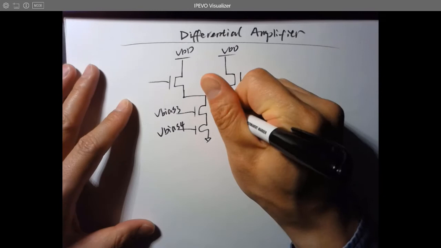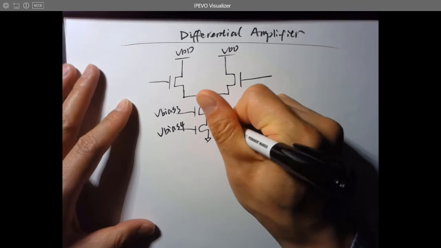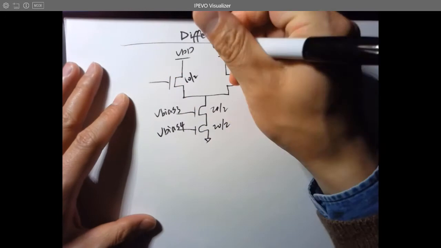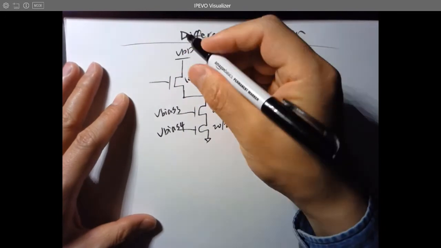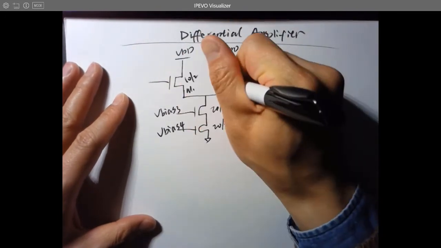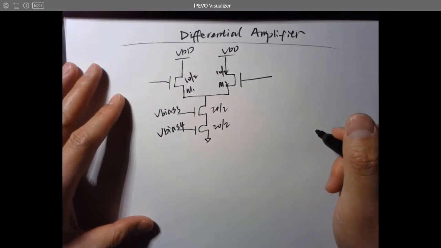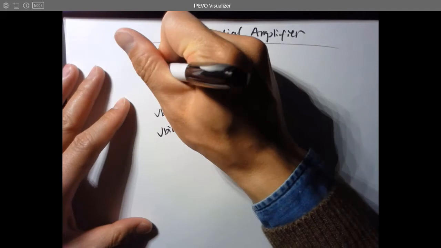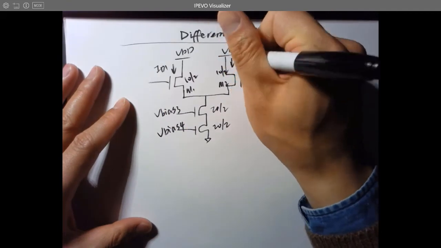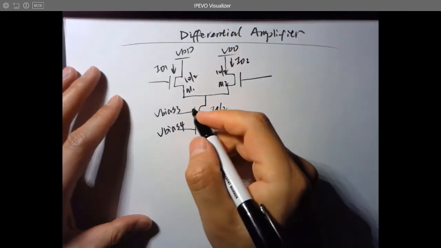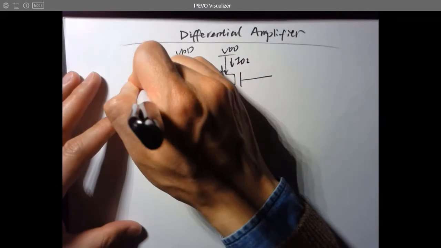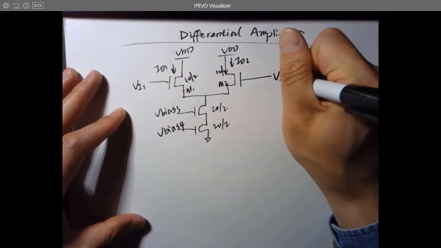And the sizes for these two are 20 over 2, 20 over 2. And the size over here is 10 over 2, 10 over 2. And this is M1, this is M2. And there will be a current, which is called ID1, current ID2. And DC voltages, VI1, VI2.